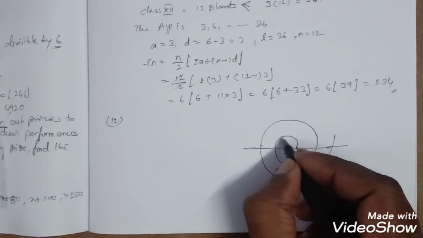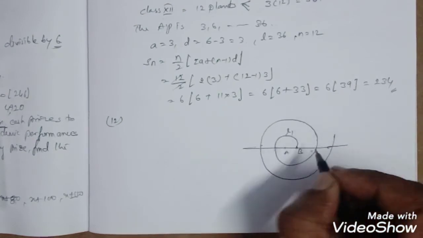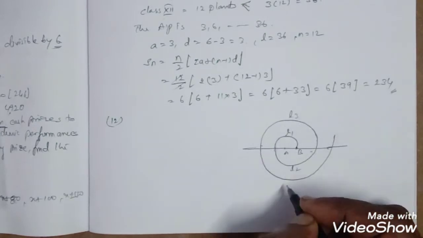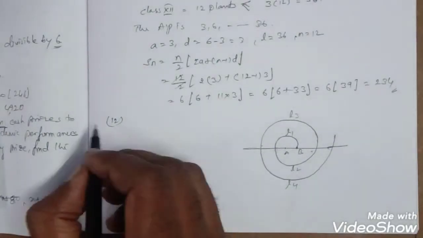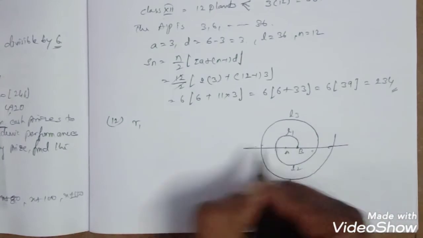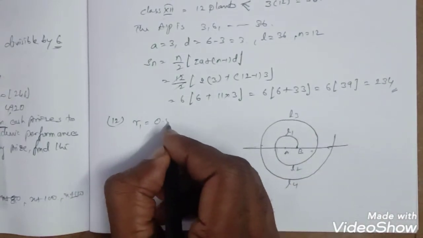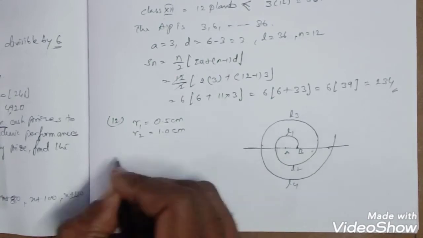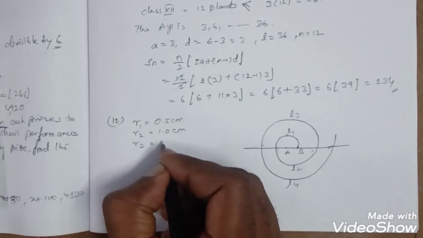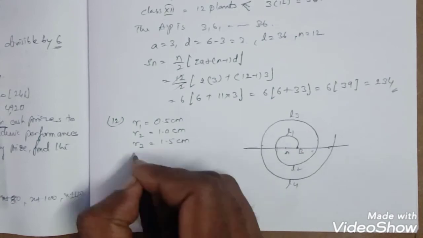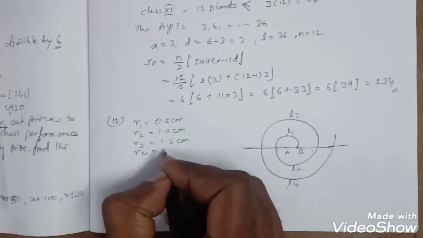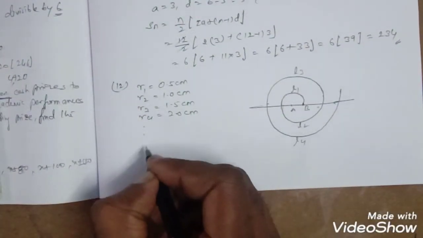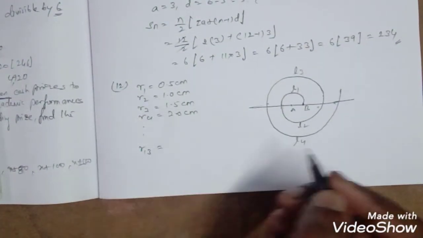Now let us take this first semicircle as length 1. This semicircle will be length 2. This is length 3. This is length 4. Right. Now here the radius of the first semicircle is given as 0.5 centimeters. The radius of the second semicircle is 1.0 centimeters. The radius of the third is given as 1.5 centimeters. The radius of the fourth is given as 2.0 centimeters and so on. So now you have to find what is the radius of the 13th semicircle, right?